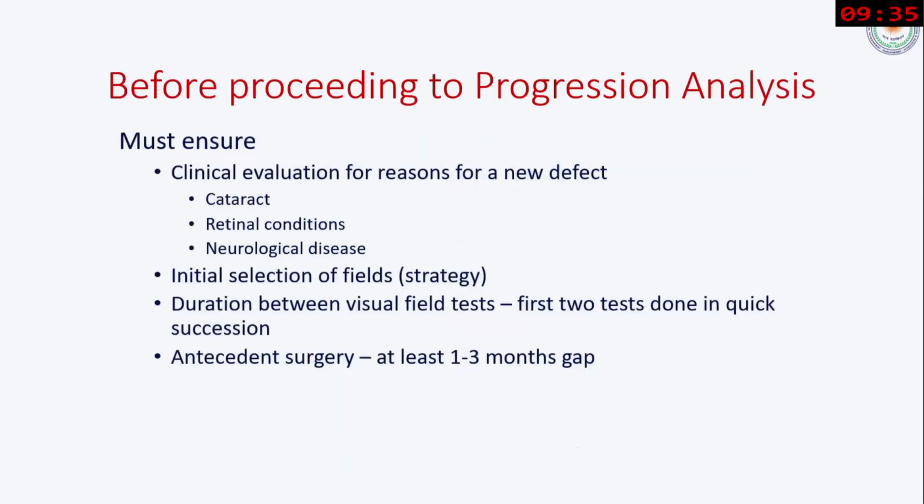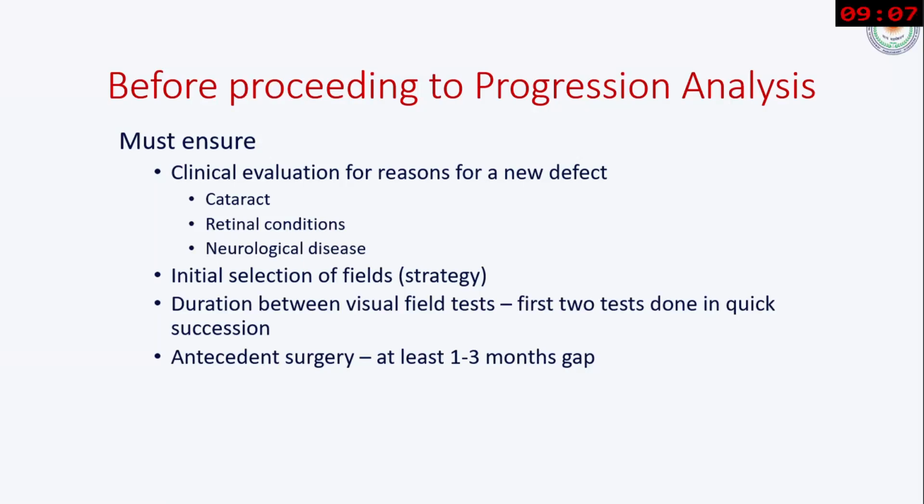So before proceeding to progression analysis, one must ensure that a thorough clinical evaluation is done to look for the reasons for a new defect. So one must look for cataract, retinal conditions, or neurological disease. And the initial selection of the fields, that is the strategy, the 24-2 SITA strategy or full threshold, or whatever has been used, also has to be looked into before you actually go into the progression analysis. And the duration between the fields.